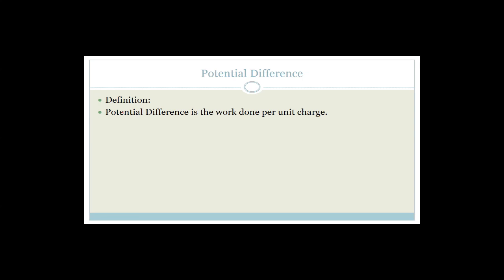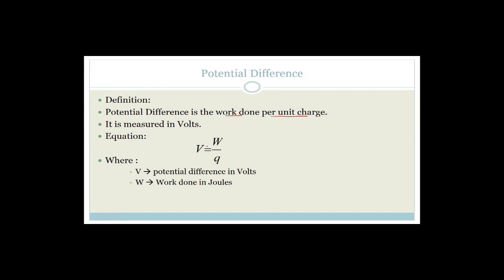So first of all, the definition. Potential difference is the work done per unit charge. So what did I say this was? I said it was the amount of work it required to get a unit charge around a circuit. Okay, so it is the work done per unit charge, and it's measured in volts. So the equation is obviously V is equal to W over Q, where W is the work done, V is the volts, and Q is your charge.